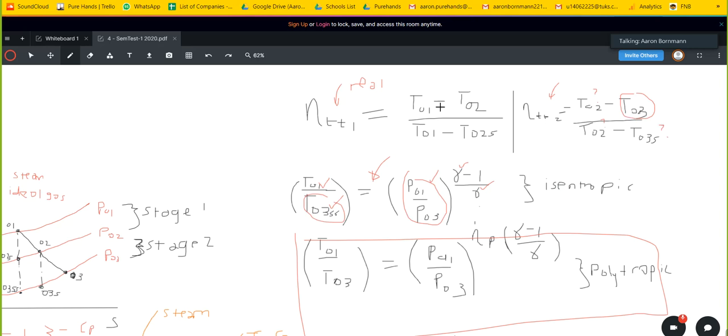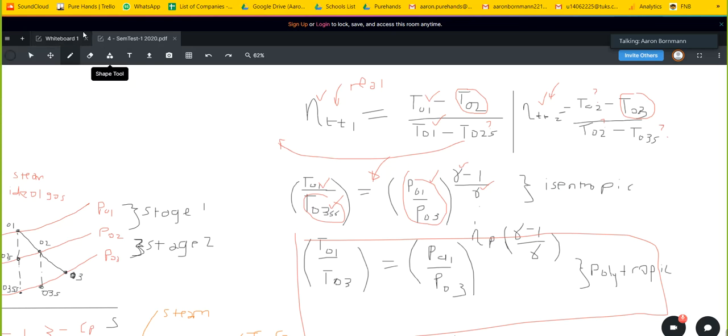And to find what this is, we need to know what this is, but fortunately we know what this is. Okay, also didn't know what this was. So we need to find this, right? And you can imagine, to find this, we'll just use our isentropic equations.